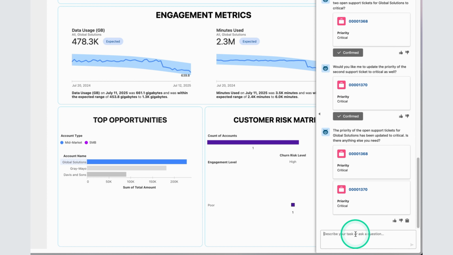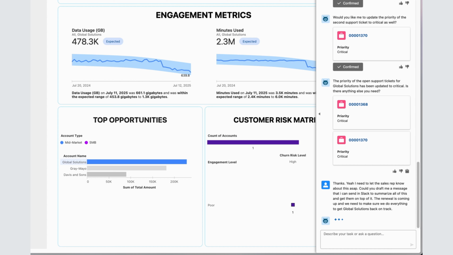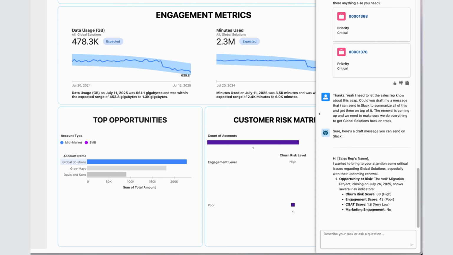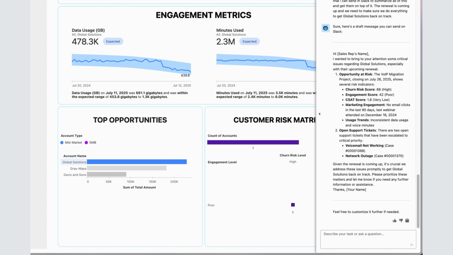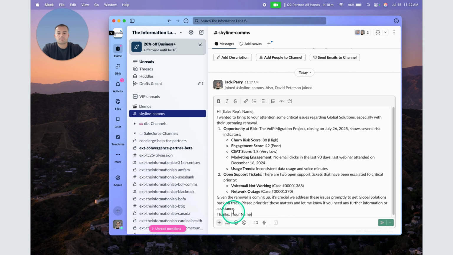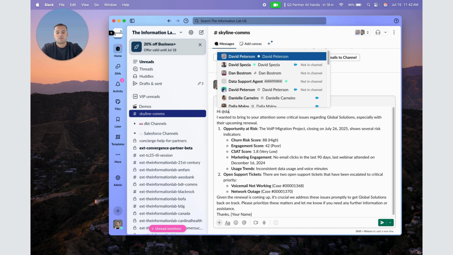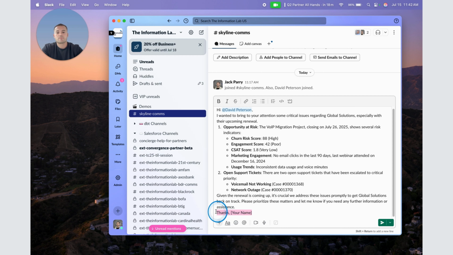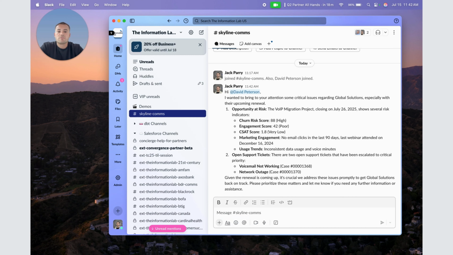But now I also want to start a conversation with my sales rep. They might not know that there are these support tickets open. They have this upcoming renewal, and we need to get on top of that. So I'm going to ask AgentForce to get on top of this. I want a message that I can send in Slack to my sales rep. It's come back really quickly, summarizing all of the issues, the open support tickets, and to reach out to the customer. So I'm actually going to copy this message. I'm going to take it to Slack, and I'm just going to insert my sales rep name here. I'm going to reach out to David. And I'm going to start that conversation.